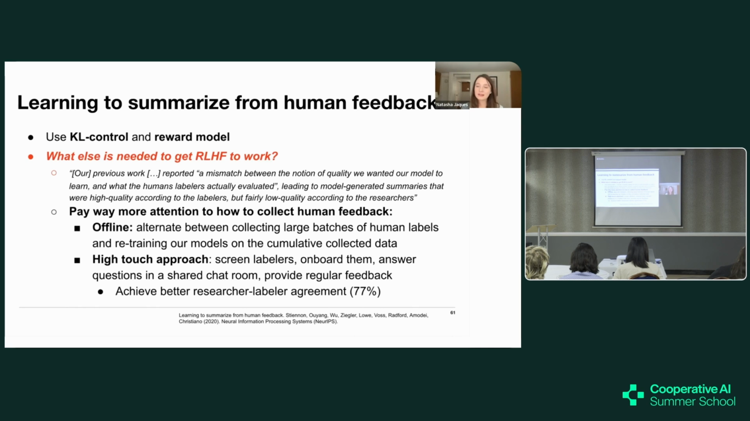I also want to highlight that they switched to a more offline approach. So they alternated between collecting large batches of human labels and then retraining their models on the cumulative collective data. And so just a quick question, why are they able to do this offline approach? What was the thing in there? Do you remember why it makes sense for them to be able to collect offline data and then incorporate it? Like, how does that work in this version?